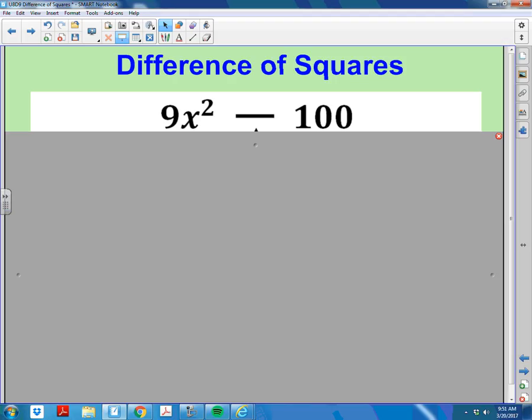Is 25x to the 4th a perfect square? How is 25x to the 4th a perfect square? 5x squared times 5x squared would get you 25x to the 4th.